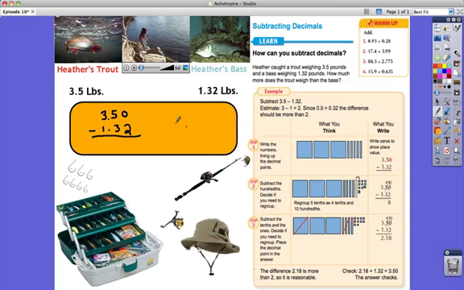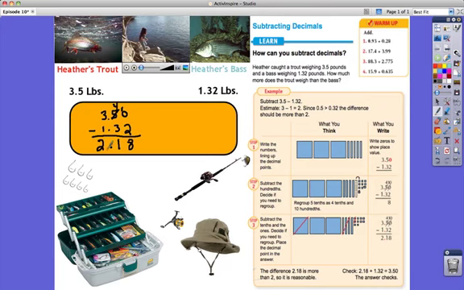Let's see. I can't take 2 from 0, so I'll borrow from the 5. It becomes, you're right, 4. And this 0 now becomes a 10. And then now we can get started. Let's see. 10 minus 2 is 8, right? 5 minus 3 is 1. 3 minus 1 is 2. And we're definitely going to bring down our decimal point.